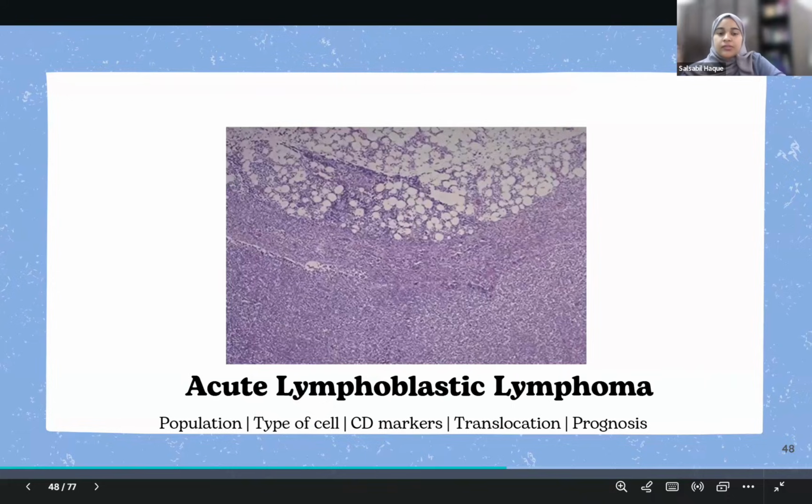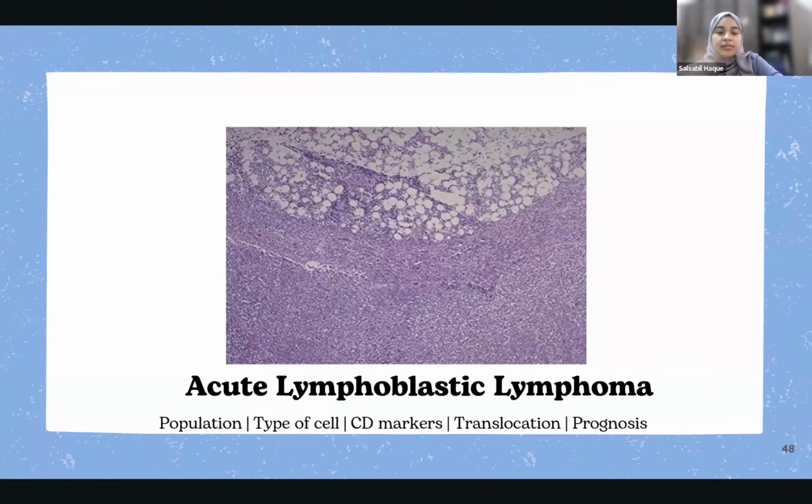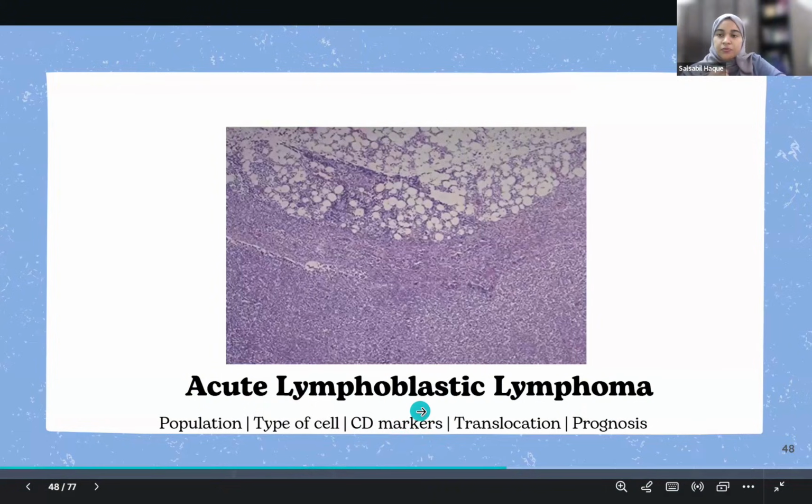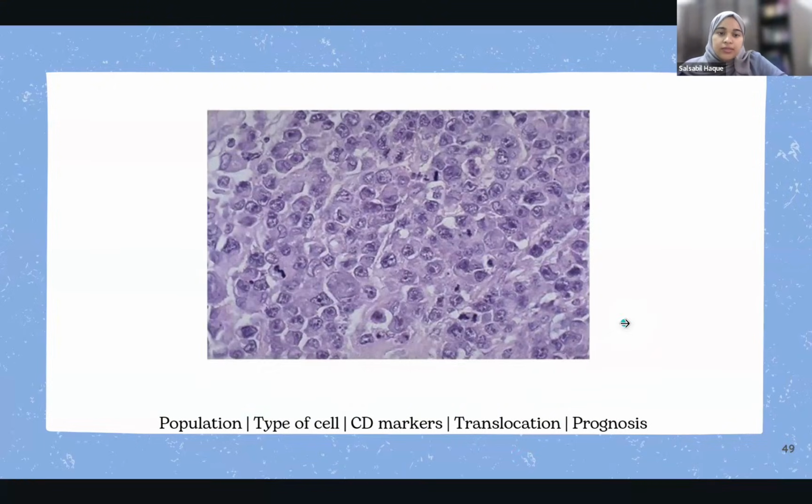T cell is going to be CD2, CD3. B cell is going to be 19, 20. Okay, CD markers, you need to remember TDT as well, and CD99. Translocation, it's nothing specific, I believe. Yeah, nothing specific. Prognosis, it's bad prognosis because these are immature cells. These are very aggressive cells. Okay. All right, so that was lymphoblastic lymphoma.